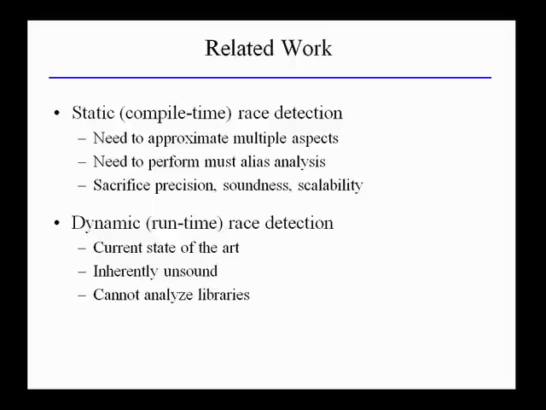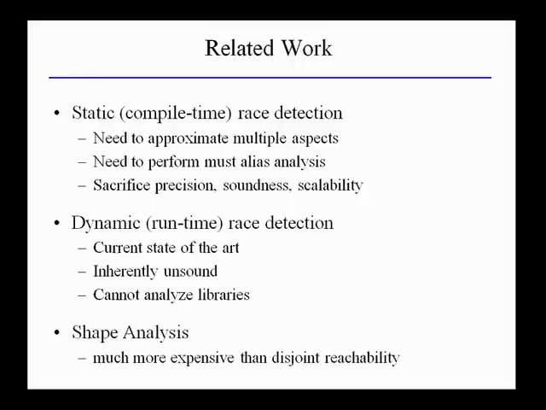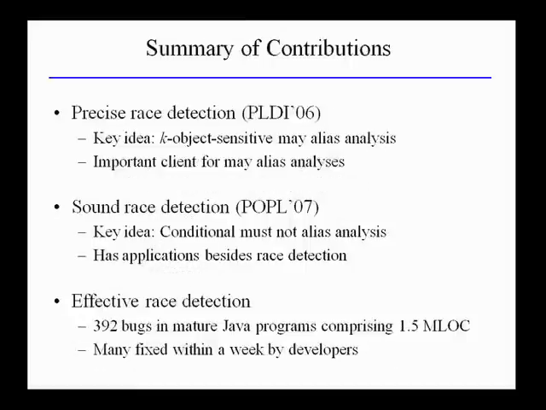And the advantages, I think, over dynamic race detection is that it's going to be sound, it's going to find all the races for you, and it's also going to work with libraries. So the fact that you don't have to wait until you have a full program before you can start finding concurrency issues in your code. All right, and then as just mentioned, shape analysis is another general area of related work. Generally, when people talk about analyzing shape, they're talking about much more expensive properties to compute about the heap than disjoint reachability. All right, so here's a summary of the contributions, and I already think I emphasized this enough.